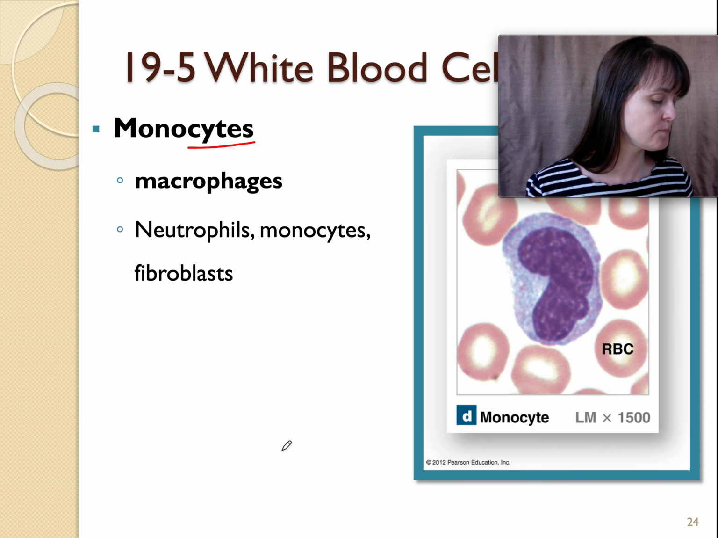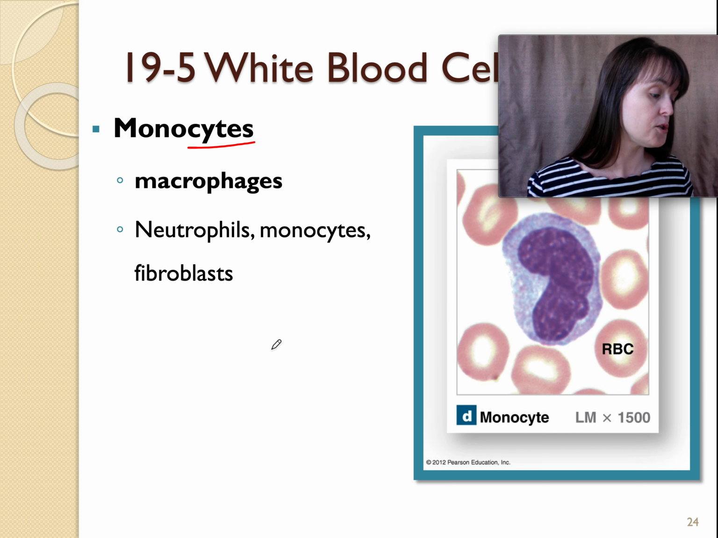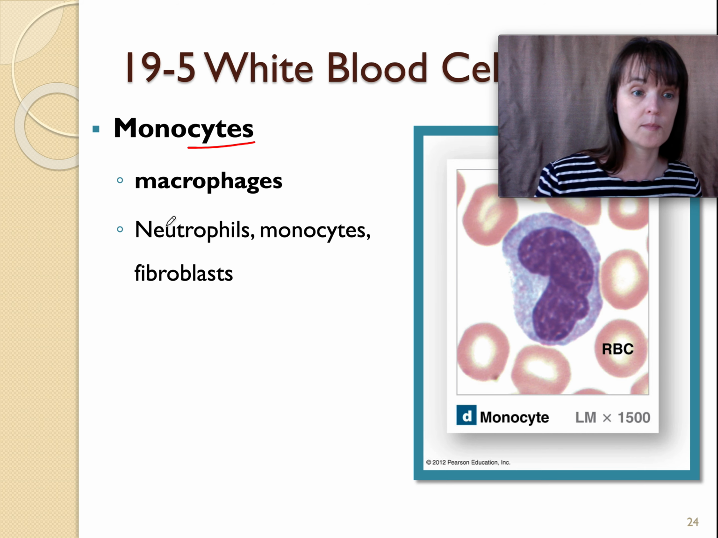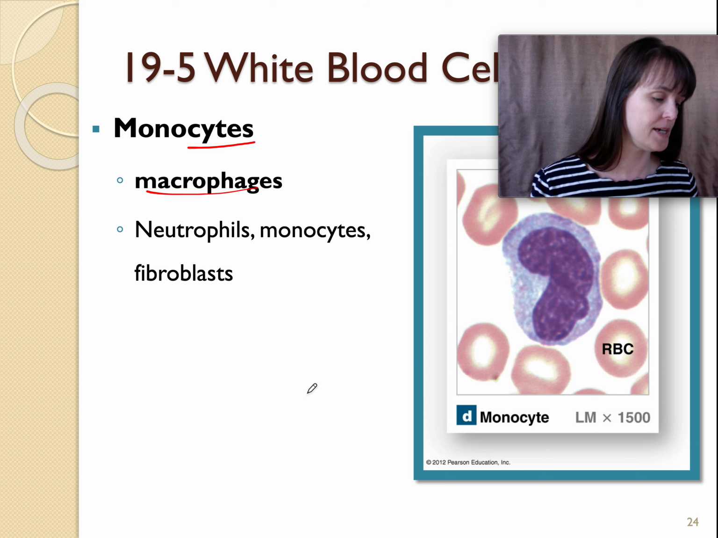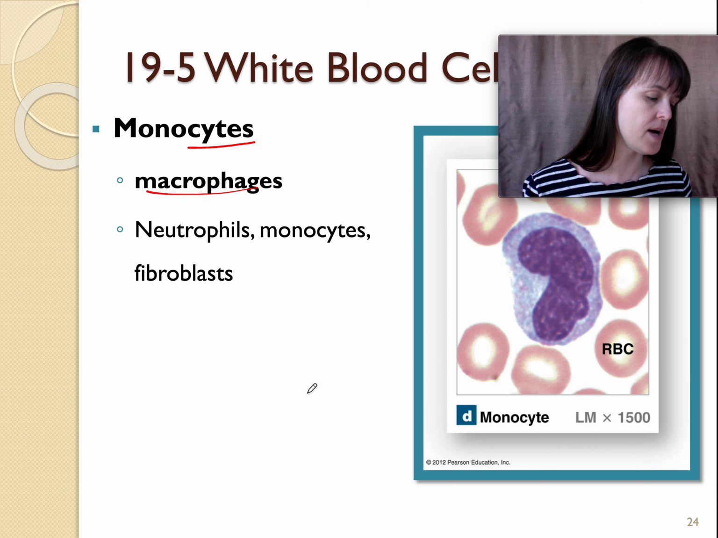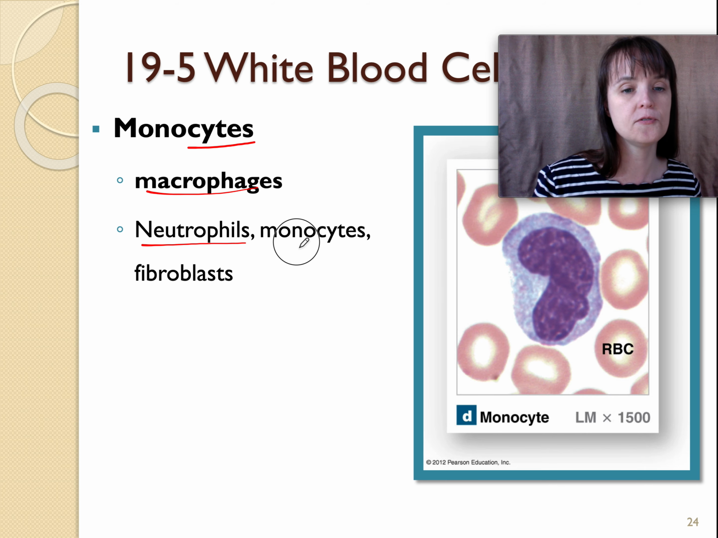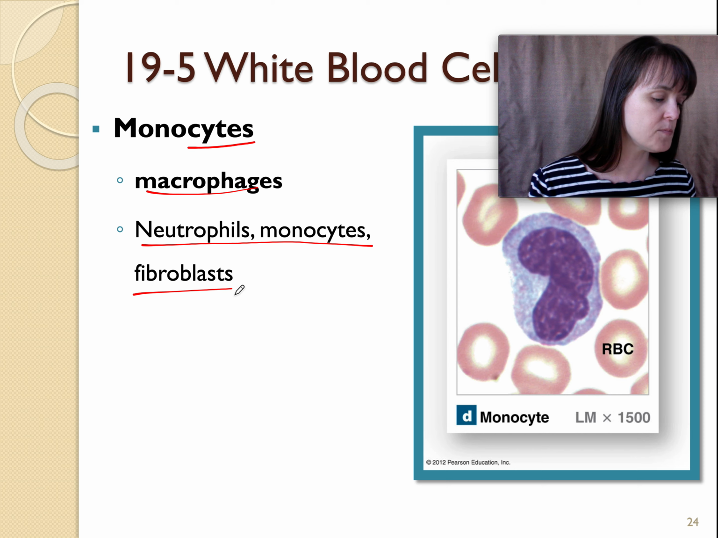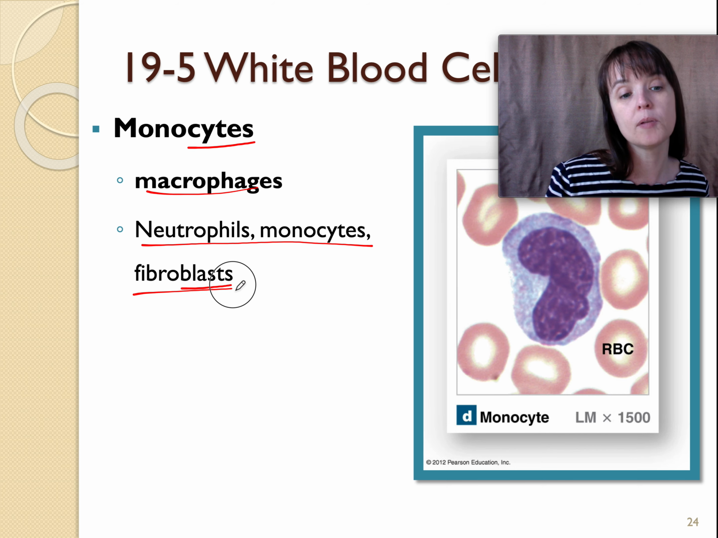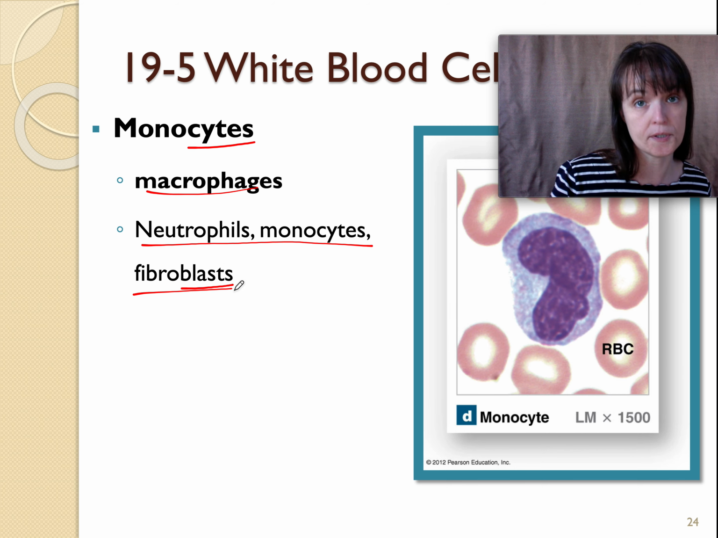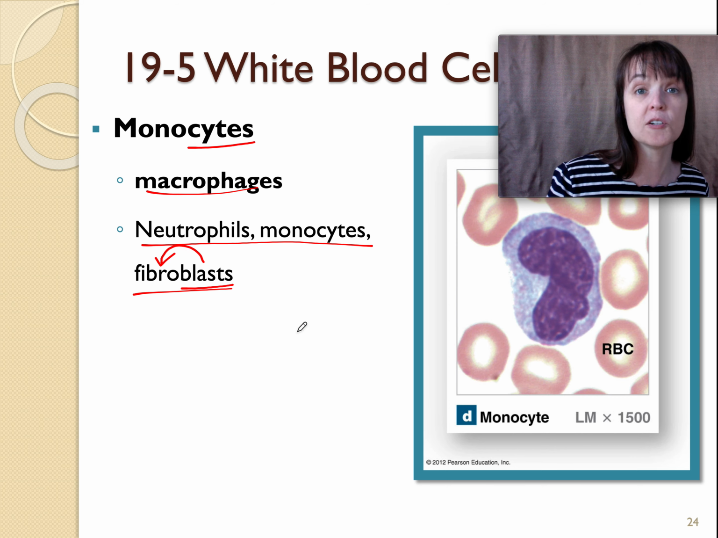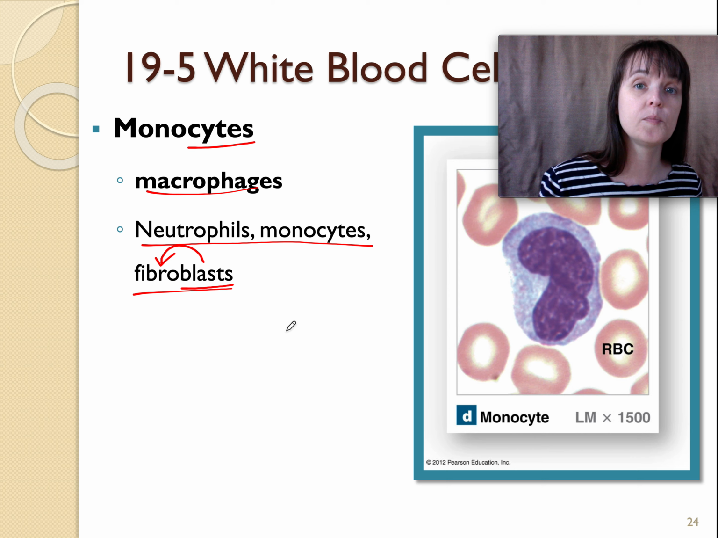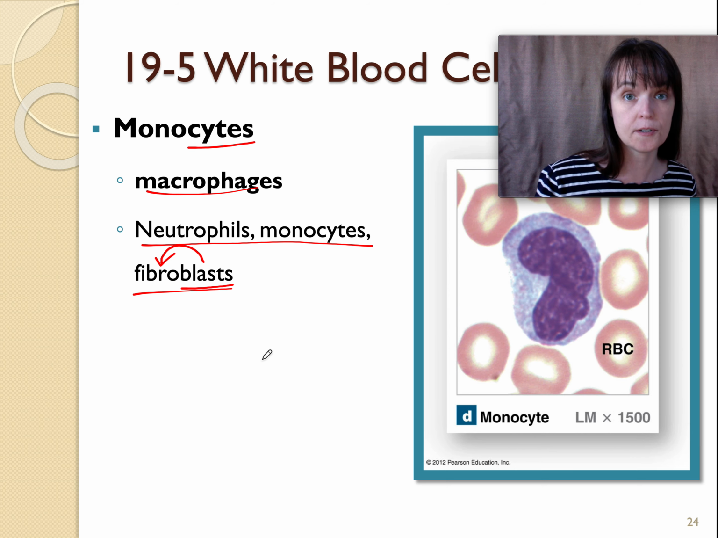So there's that. Monocytes are 2 to 8% of white blood cells, and they are the very large cells. They leave the circulation to become macrophages. Monocyte activity attracts neutrophils, monocytes, and fibroblasts. Remember, a blast cell is a builder cell, and it builds fibers. And so this will be important in building scar tissue.